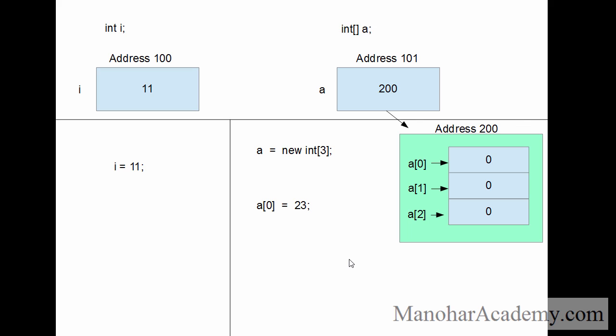So we are assigning a of 0 a value of 23. So 23 will be saved at this location. We can assign a different value to a of 1, a of 2, and they will be saved in those 3 variables or in the array.